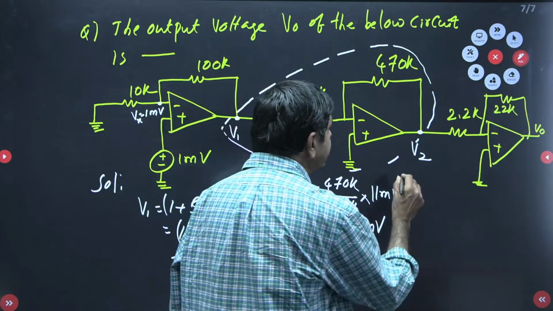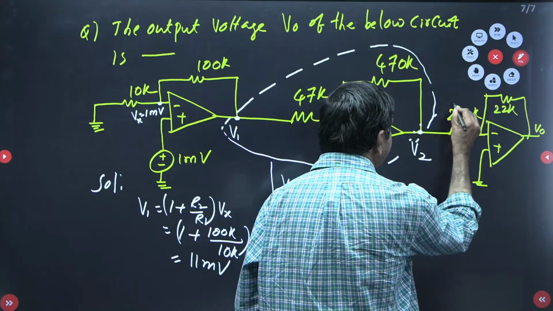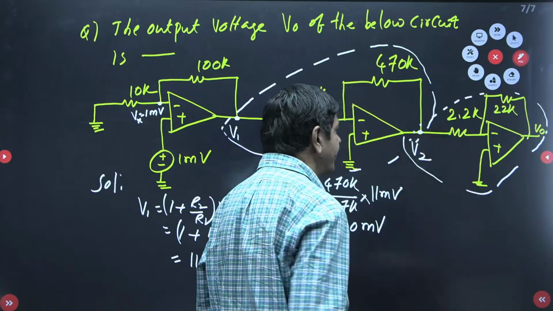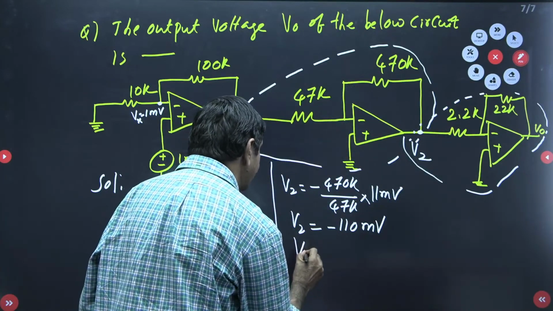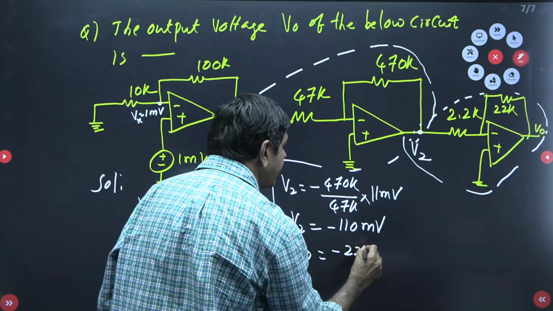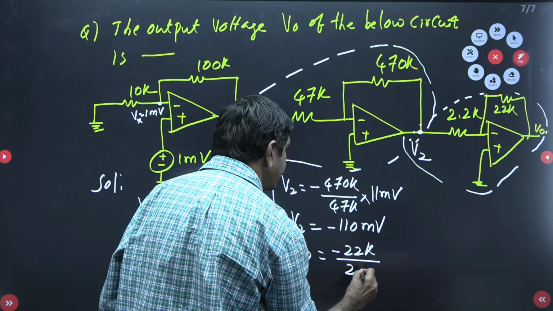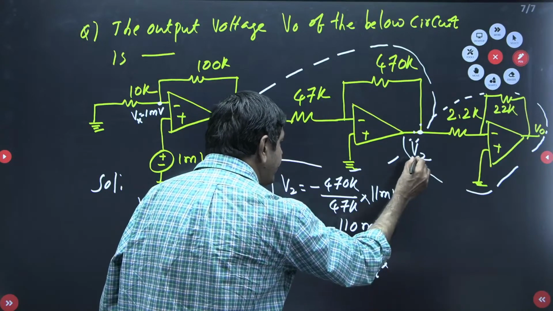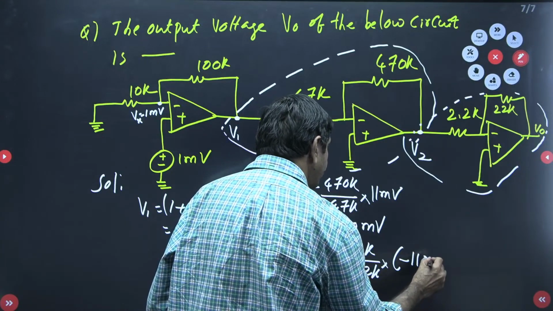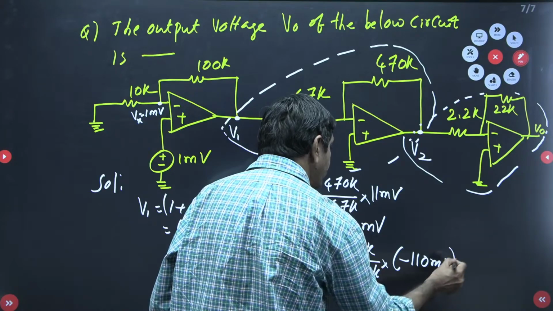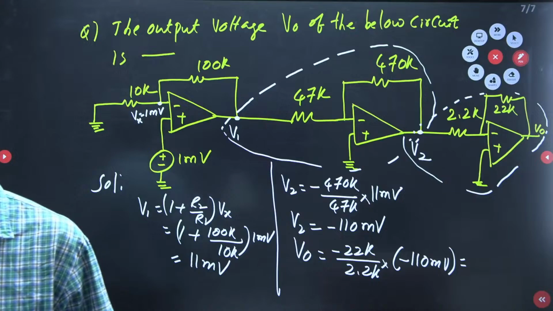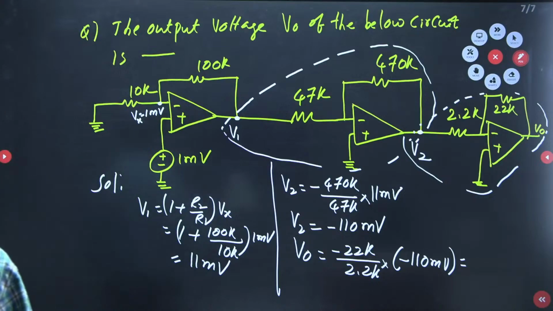But again, by using this V2, I can measure what is V0. Again, it is an inverting operational amplifier. From this inverting operational amplifier, I can get V0 equals what? Minus 22K by 2.2K multiplied by this V2. V2 is nothing but minus 110 millivolts. Millivolts we are having. Use a calculator, you will get V0. What V0 are you getting? 99 volts. No, check it once again.